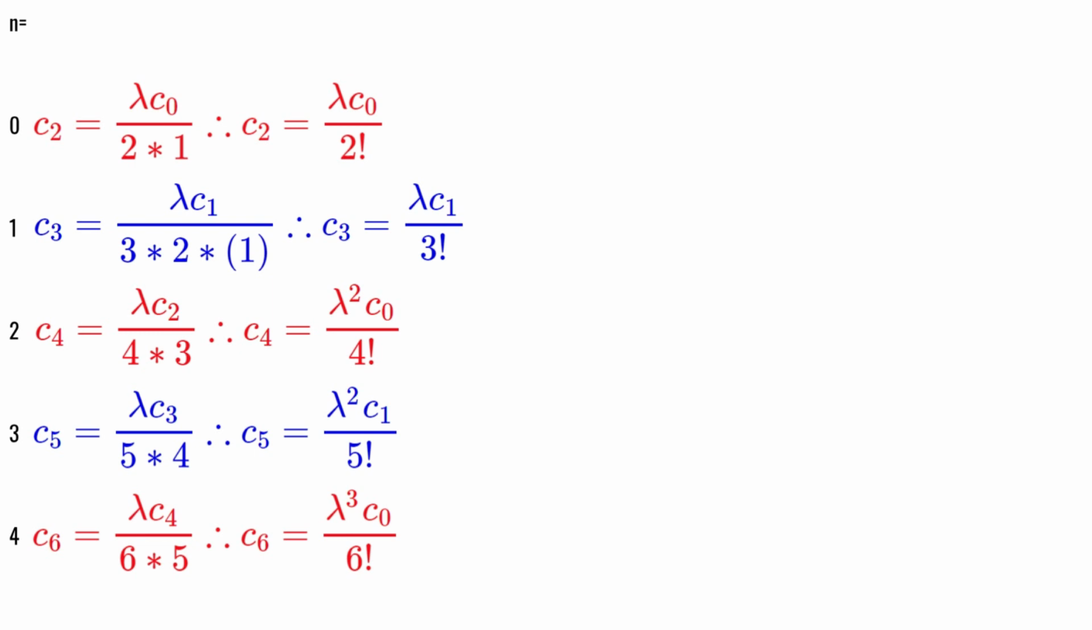But I just want to point out that's why they're in different colors. Blue is anything that deals with c sub 1, red is anything that deals with c sub 0. Again, the pattern's pretty clear. For blue, our recursive pattern is that c sub 3 equals the eigenvector times c sub 1 over 3 factorial, and then c sub 5 is the eigenvector squared times c sub 1 over 5 factorial.